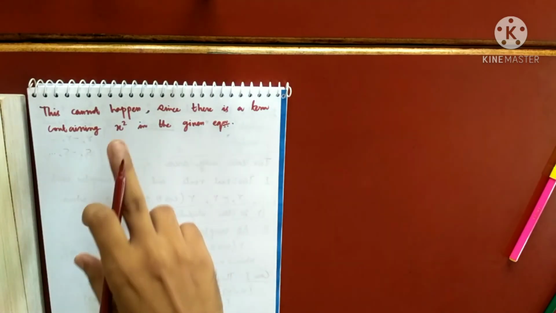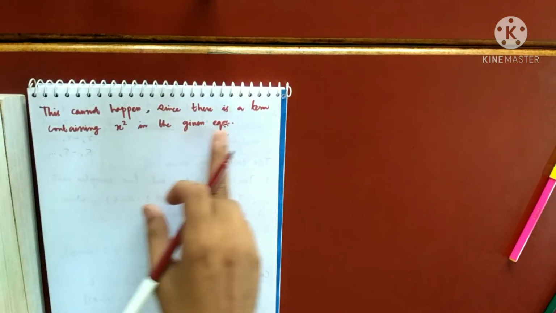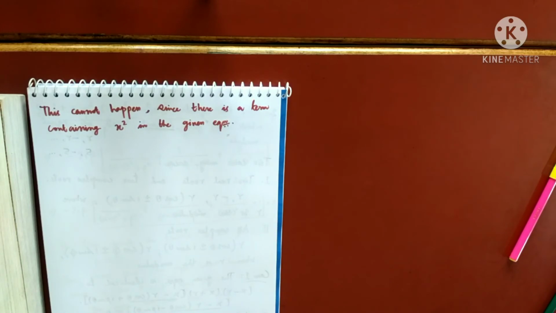So this is the reason. This cannot happen since there is a term containing x square in the given equation, but my factorization does not contain x square. Let's go to case 2 now very quickly.